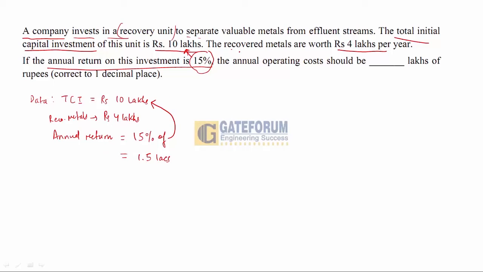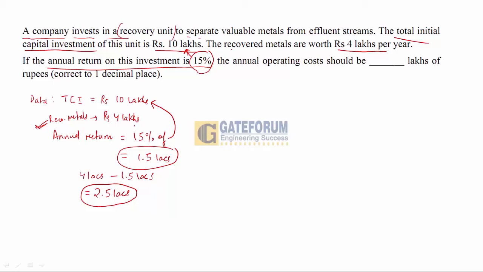But it said that the recovered metals are worth rupees 4 lakhs a year. Okay, it said in our question that the recovered metals were worth 4 lakhs, but again it is saying that the annual return is 1.5 lakhs. So out of these 4 lakhs, 1.5 lakhs was our actual return. So the difference of these two, which is 2.5 lakhs, went into some annual maintenance or annual operating costs of that plant, isn't it?